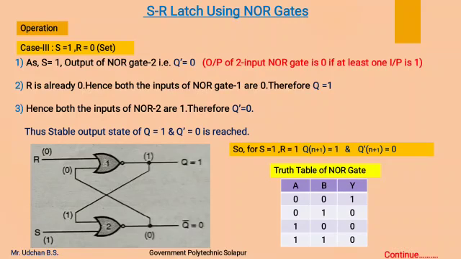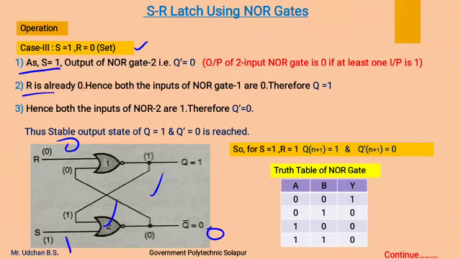Now next we will see the third case, S equal to 1, R equal to 0. This is the circuit diagram in which S is 1 now, R is 0. As S is equal to 1, output of NOR gate 2 will be 0, as output of NOR gate is 0 if at least one input is 1. Therefore output of NOR gate 2 is written as 0 as one of its inputs is a 1.